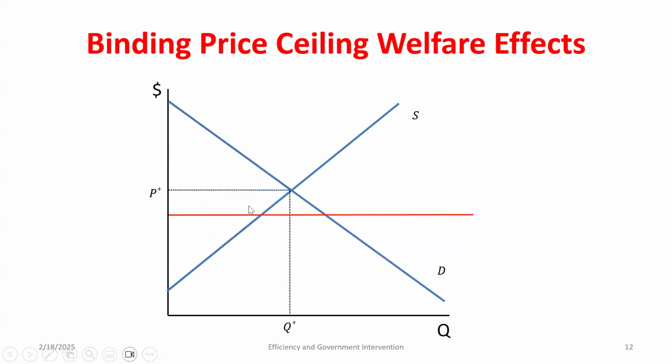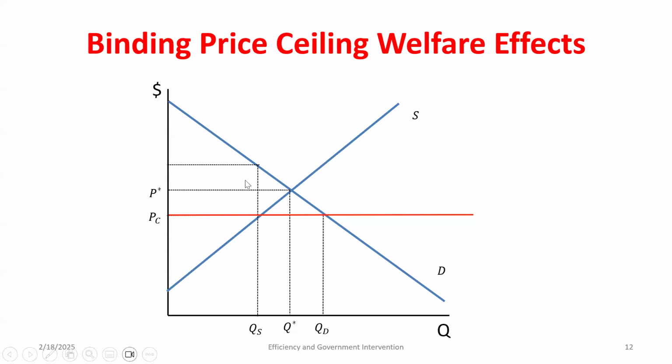Okay. After we have this price ceiling, what's our new equilibrium quantity going to be? Well, at this lower price, the quantity supplied is going to be lower. They're not going to want to supply as much. Quantity demanded is going to be higher. So I've created a shortage. Now, it doesn't matter how much people want to buy. This is the number of units supplied to the market. That will be our new equilibrium quantity.